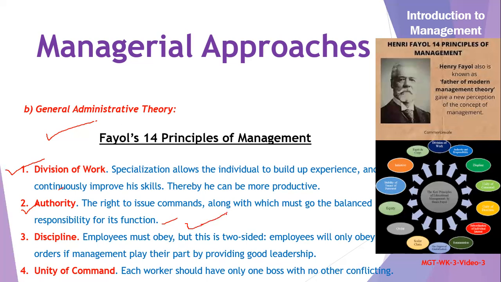Definitely, as we have discussed in the class, authority goes along with discipline. Employees must obey, but this is two-sided. Employees will only obey orders if management plays their part by providing good leadership. So discipline is again a very important factor, as per Henri Fayol, another very important principle of management. If you want to manage things properly, for that reason discipline is very important, and employees have to obey whatever command comes from middle level or top level management, and they have to follow whatever they are saying.